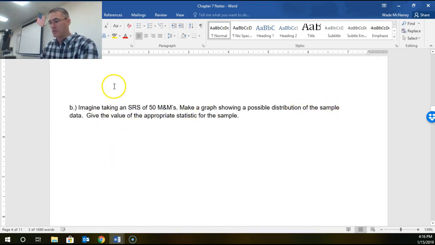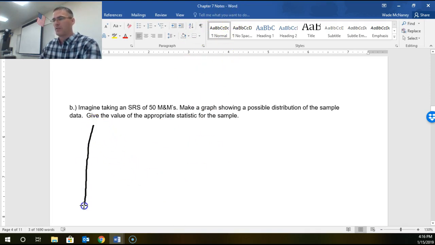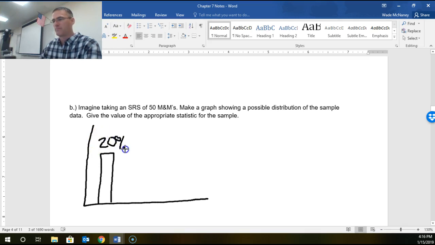So if you're going to do this, you're going to imagine drawing a sample of 50 M&Ms, and you're going to estimate or make up the percentage of them that are of the various colors, and you're going to make a sample distribution. So let's say that I had 20% that were blue, I had 18%. Now remember, this is out of my 50 that I'm making up. I'm just making these numbers up. 18% of them that were green, so on and so forth.